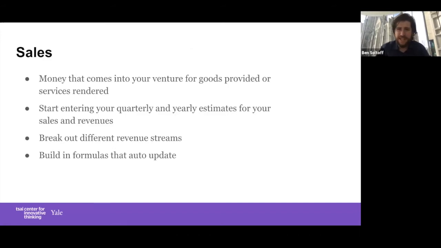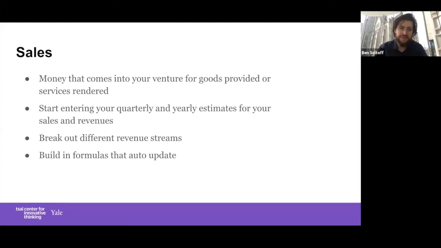Sales is the money that's coming in the door. It's the money for the goods that I'm selling or the services that I'm providing. If we want to think even more broadly, we can consider this category as revenue, and that would also include grant funding or other funding that's coming in for a nonprofit organization.